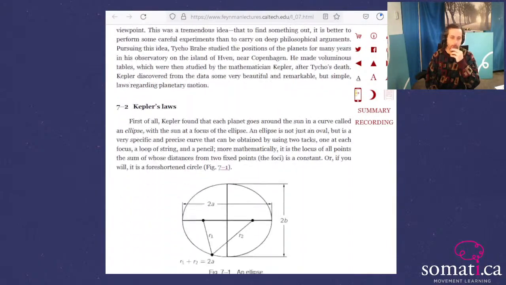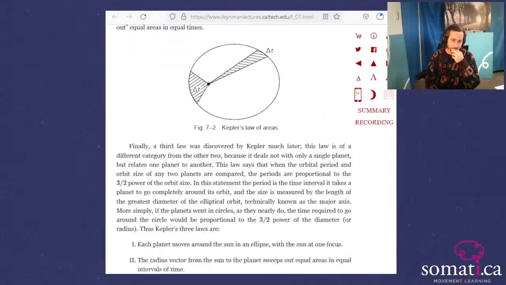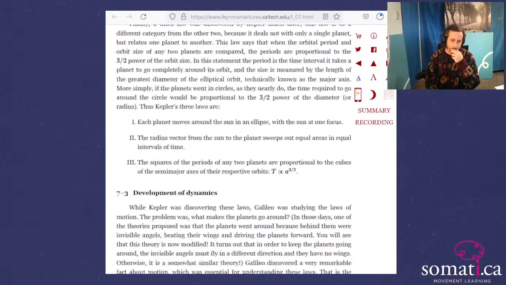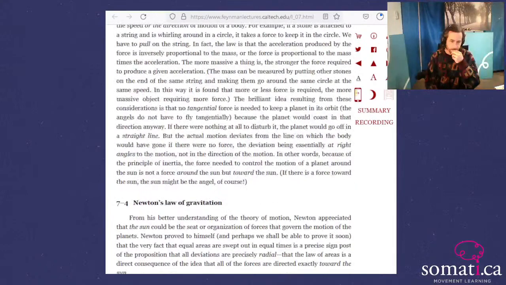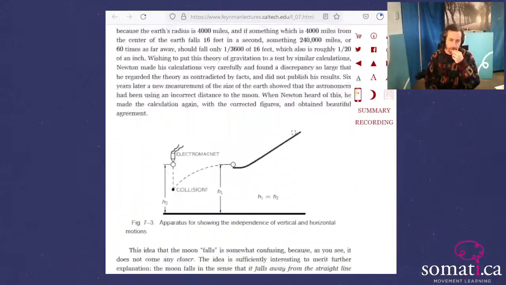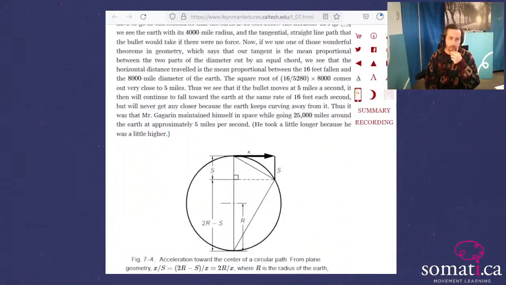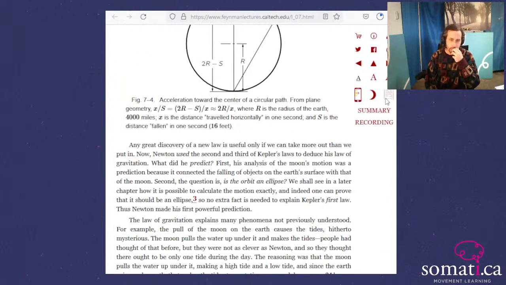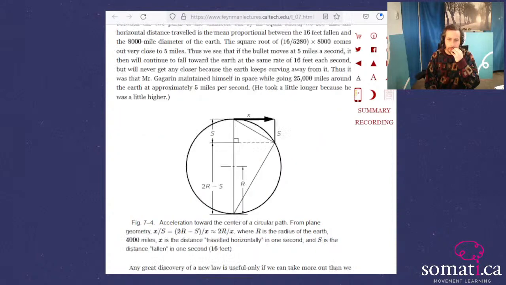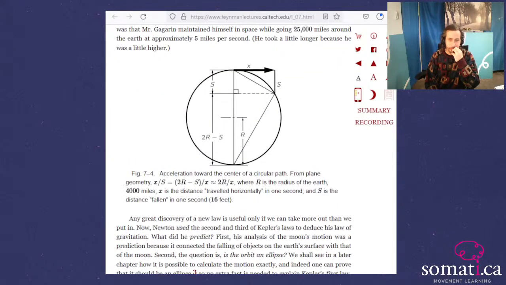I don't recall that derivation he's referring to. So just scanning. Oh, here we go. 7.4. Okay, this is the thing he's talking about.